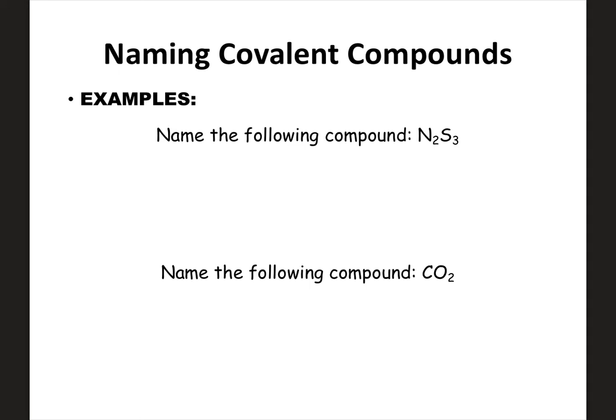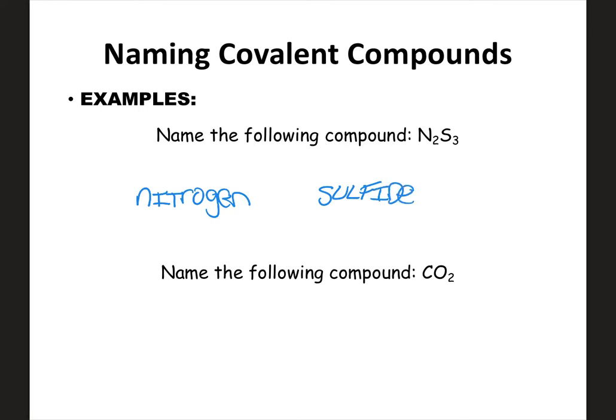You have to be able to recognize that this has 2 nonmetals, and then you have to know the steps for doing covalent. So the first step for covalent naming is you write the name of the first element. So N is nitrogen. So the first part of this name is going to be nitrogen. And then the second step says you write the name of the second element, but you put an IDE ending on it. So this is sulfur, so it has to become sulfide.